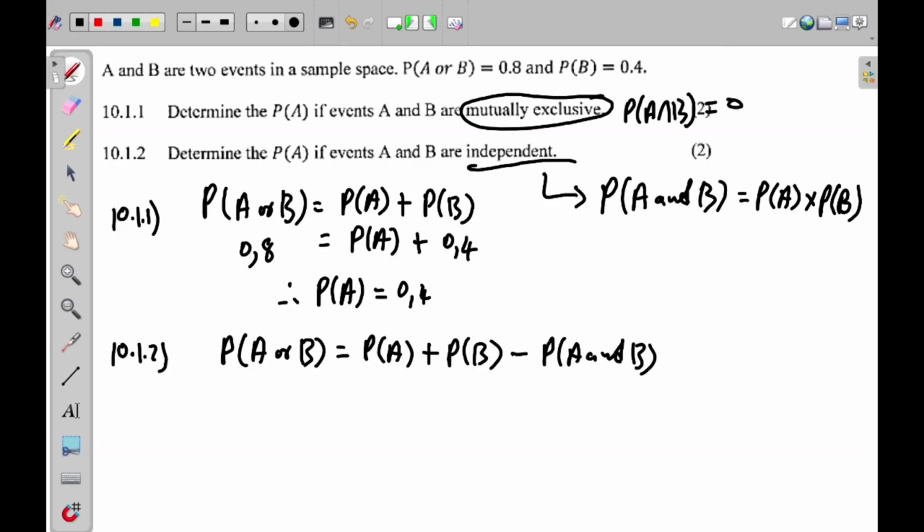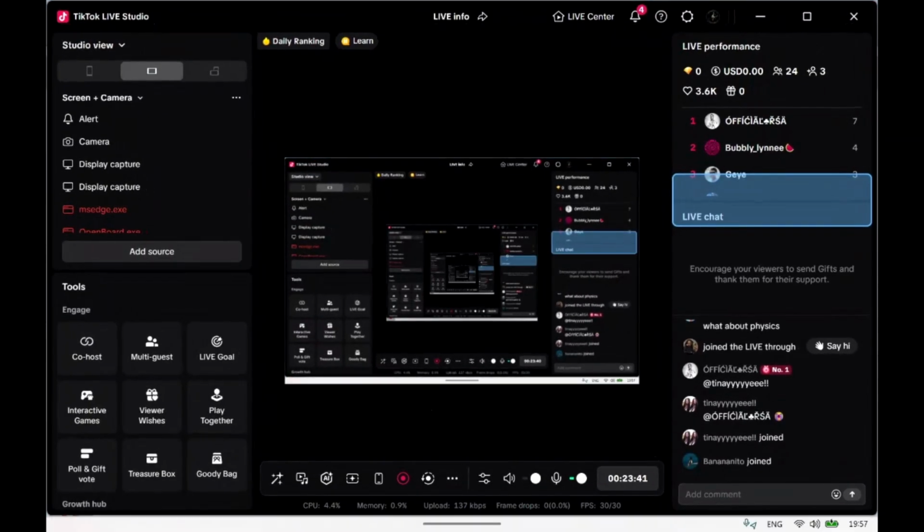Now, do I know what probability of A or B is? Yes, it's a 0.8. It has not changed. Do I know what probability of A is? No. Under this condition, we don't know if the two events are to be independent. We don't know. So you can't use the previous answer, right? So this is actually what you are looking for. So let's keep it like that. But we do know probability of B.